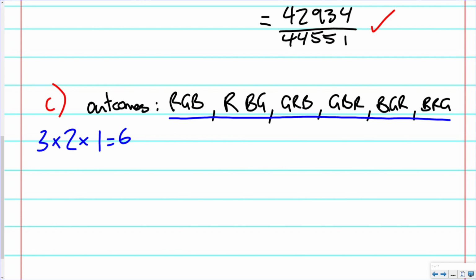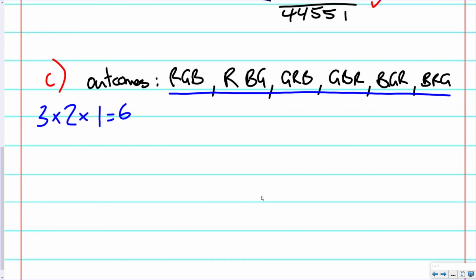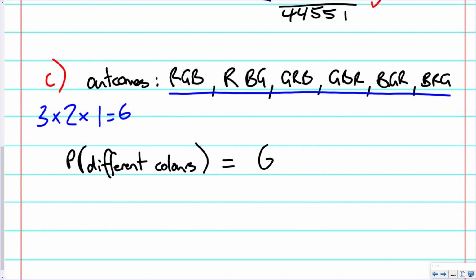So what we're going to need to do is find the probability of each one of those happening, and then add them all up. Fortunately, they actually will be all the same. It doesn't matter which order you do it in, the probabilities of them are all going to be the same. So we're just going to times it by 6. So here, the probability of the different colors is going to be 6 times the probability of, let's just choose one, red, green, blue.